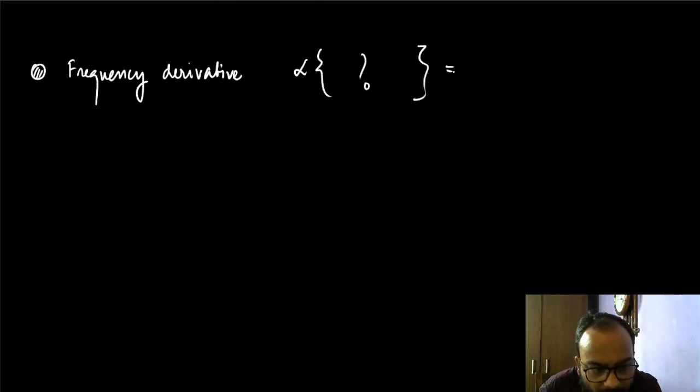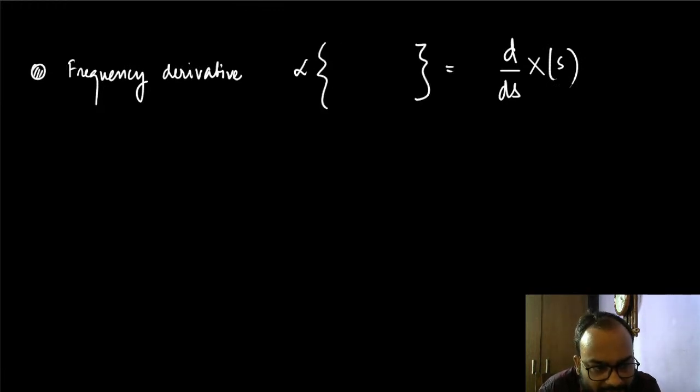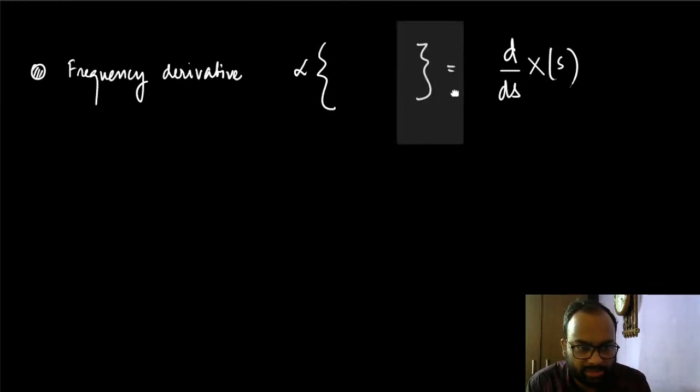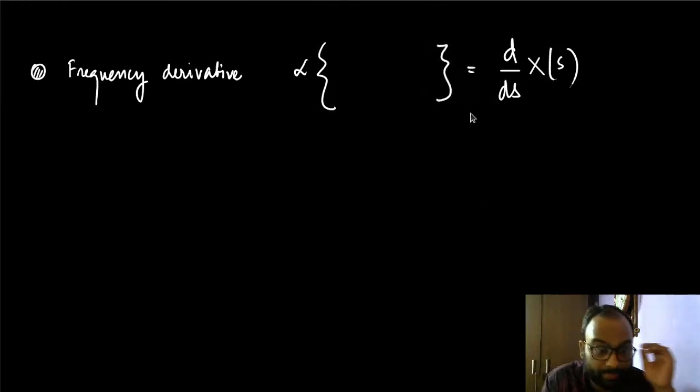So here we are talking about the frequency derivative property. Once again, we are looking for that signal, which we don't know yet, for which the Laplace transform is the derivative of the actual Laplace transform. So we are saying that the Laplace transform of x(t) is, once again, X(s). We want to calculate the signal for which the Laplace transform is the derivative of this. Of course, we can approach this problem in many different ways, but the standard way would be to use the very definition of the Laplace transform.